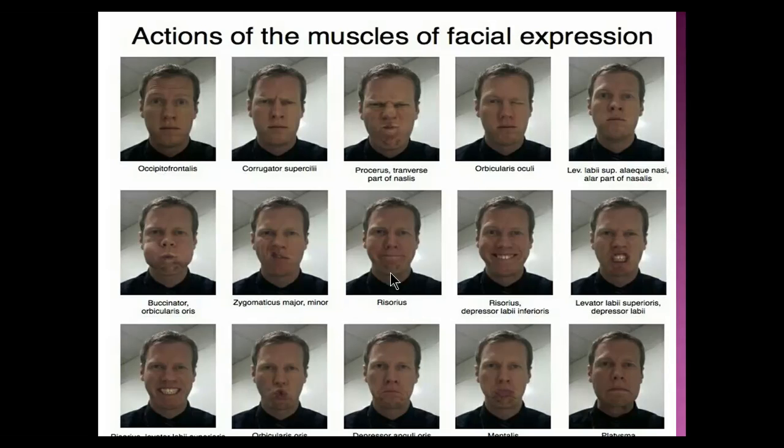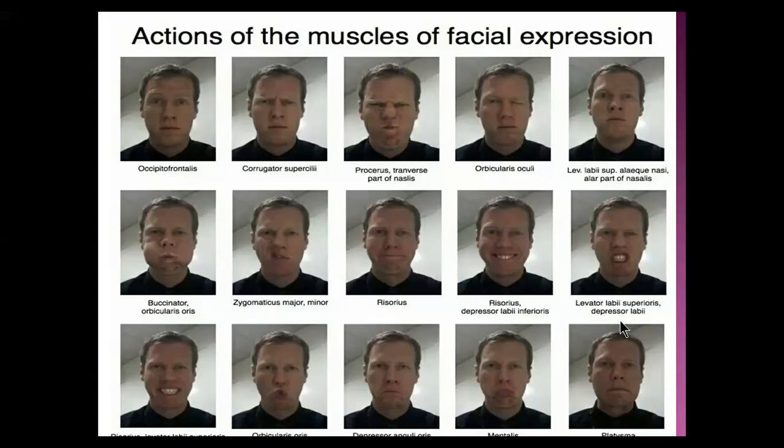Then you find the risorius by the side of, not the nose, the mouth. You find risorius, and the depressor labii inferioris. The risorius will be by the side of the angle of the mouth, and the depressor labii inferioris will be below the angle of the mouth. When it contracts, you can show a smiling face. Levator labii superioris, as you show your teeth, and the depressor labii inferioris. This muscle will contract, and you can show your teeth.